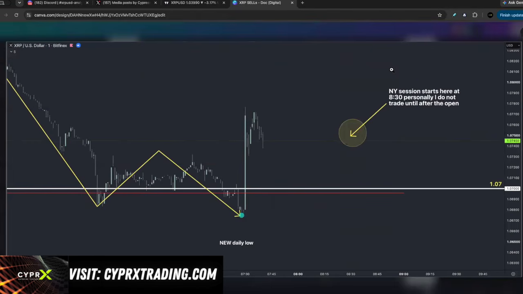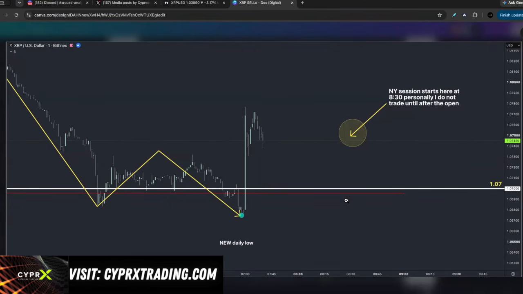Now, for me personally, New York session starts all the way over here at 8:30 a.m. I personally do not trade until after the open. So for me, up until this circle, which is where the 8:30 a.m. candlestick is going to open at, that's a no trade zone for me.